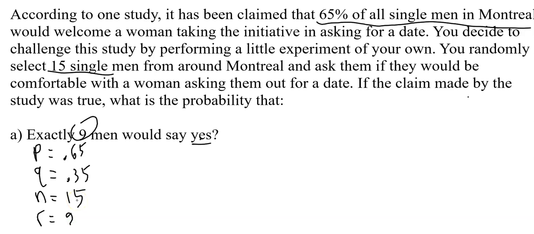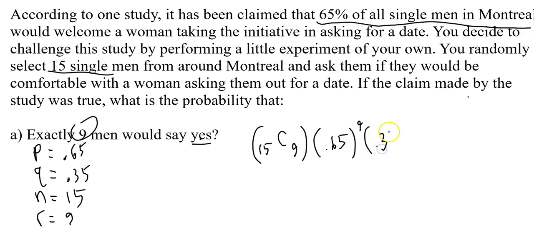So now it's just a matter of plugging into the formula, right? This would be nCr, so 15 choose 9, times P, which is 0.65, to the R, I believe, which is 9, times Q, which is 0.35, to the N minus R, which is 15 minus 9. And you just type that in your calculator and get your answer, whatever that is.